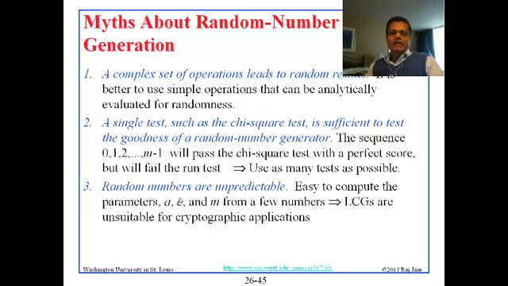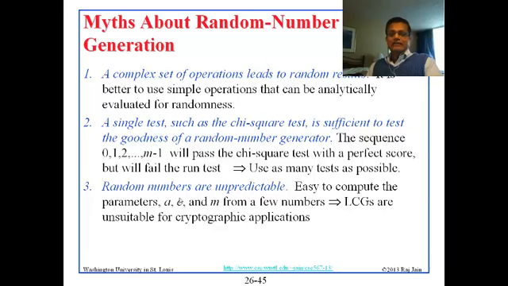Right, now a number of myths about random number generation. First is that a complex set of operations leads to random results. A lot of people who don't know about random numbers believe that if they do something complex, add, multiply, divide, and then shuffle and this and that, they will get a really good random number generator. Well, they don't know, because that may fail all the tests. Complexity does not mean random. Complexity simply means more work, and simplicity could be as random as you need.